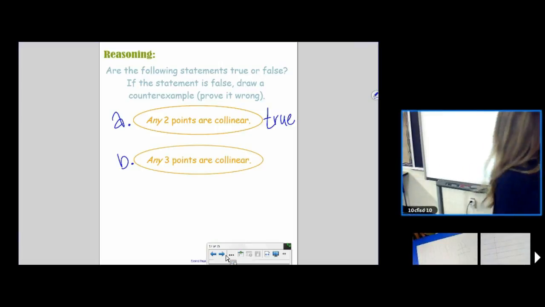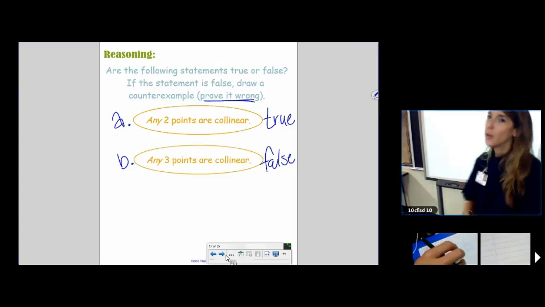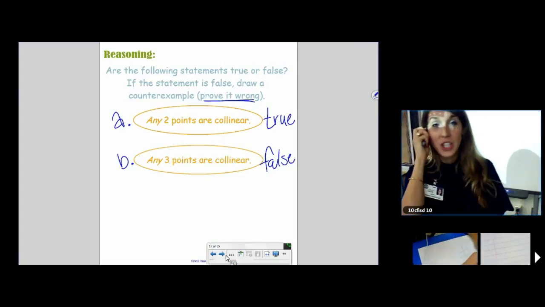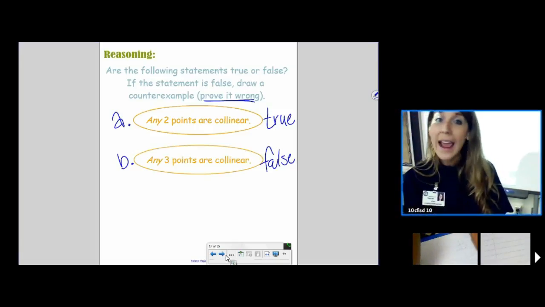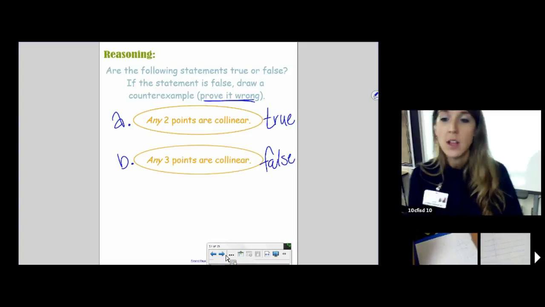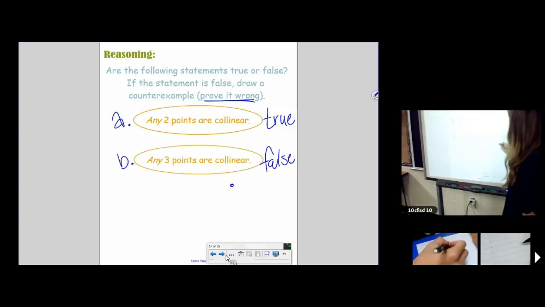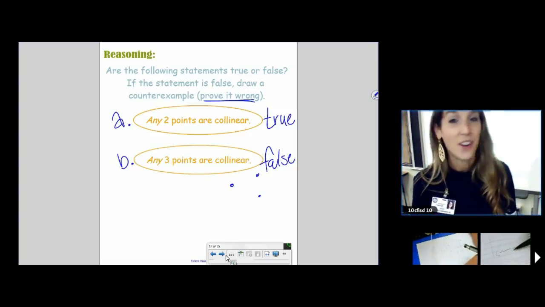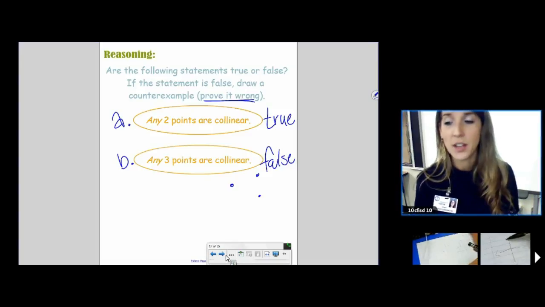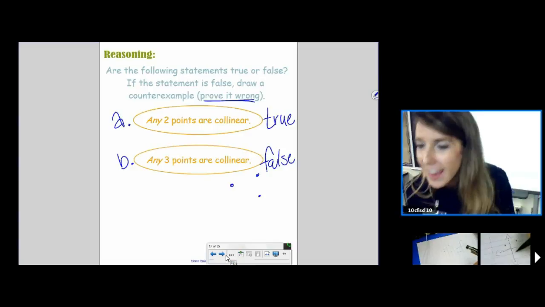False. Very good. Now, when something is false in math, we like to prove it wrong. We don't like to just say it's false. We like to show how it's false. So we are going to draw or write what's called a counterexample. Can you draw a counterexample in your notes? There's 3 points, and they are not collinear. That's called a counterexample. Good job, people drawing on their cameras.